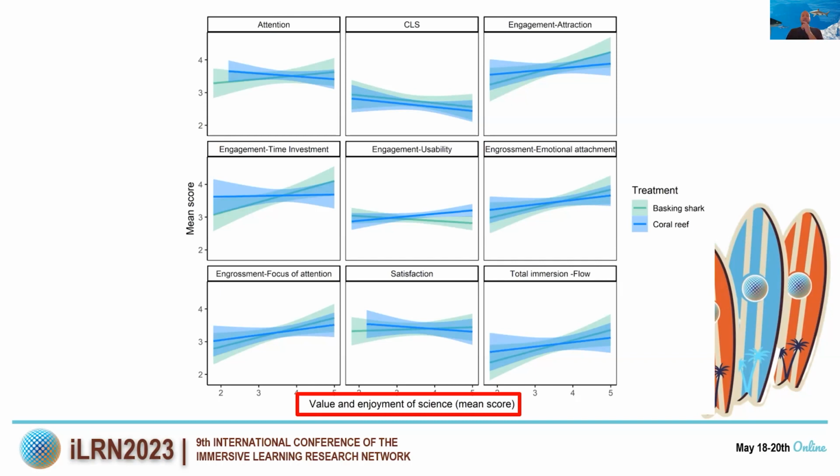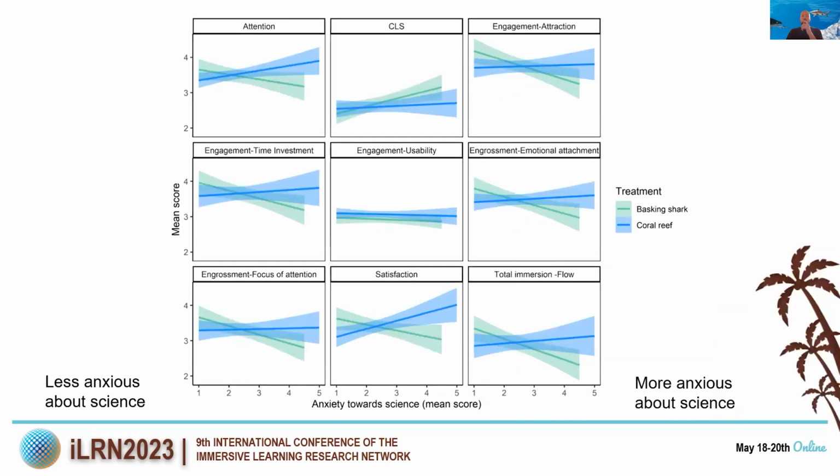But when we looked at what happens when you ask them whether they're anxious towards science, here we ask them questions like, hey, does science make you anxious? A 5 means yes, science makes me really anxious. A 1 means no, it doesn't really make me anxious. And the cool thing to look at here is we're getting lots of X's. These are interactions. So this means that depending on how anxious you are towards science, you respond differently to the two different apps. For example, if we look at engagement usability, that's the same thing we saw before with the value of science.